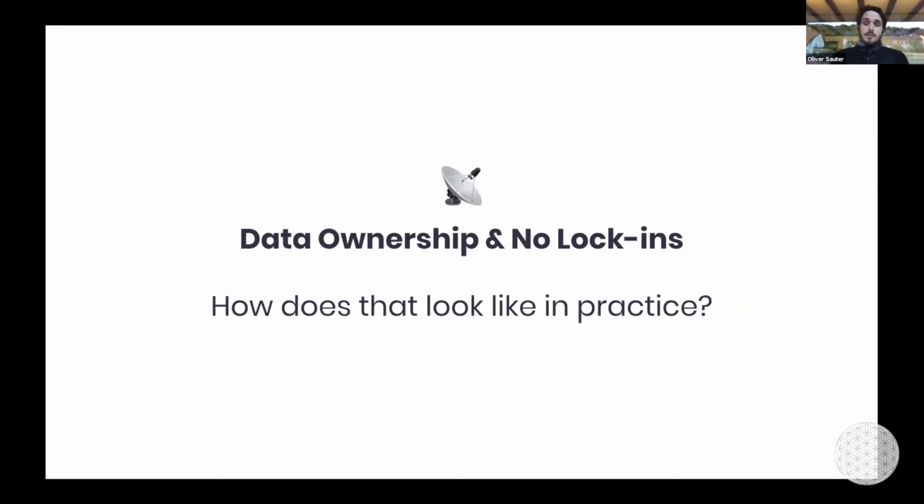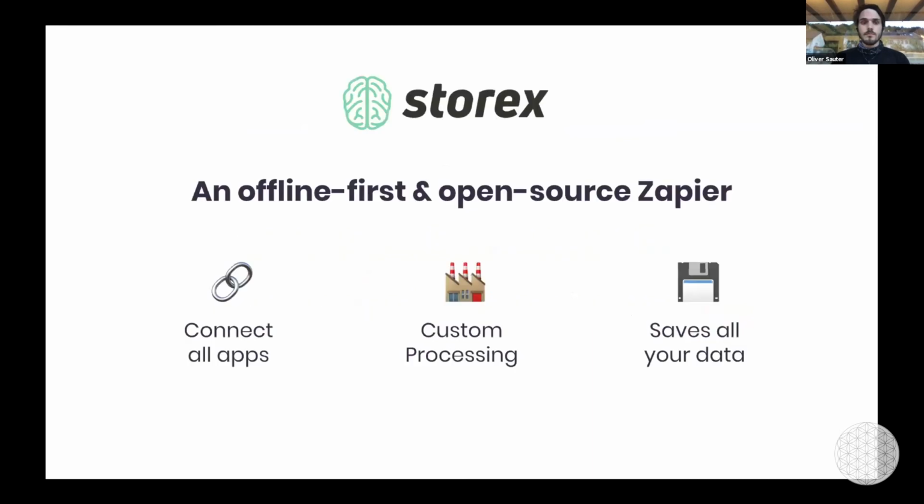And now to the technical level. On a technical level, how does interoperability look in practice, and how do we make it different from other projects? For that, we built a software called storex, which is a kind of offline-first and open source Zapier.